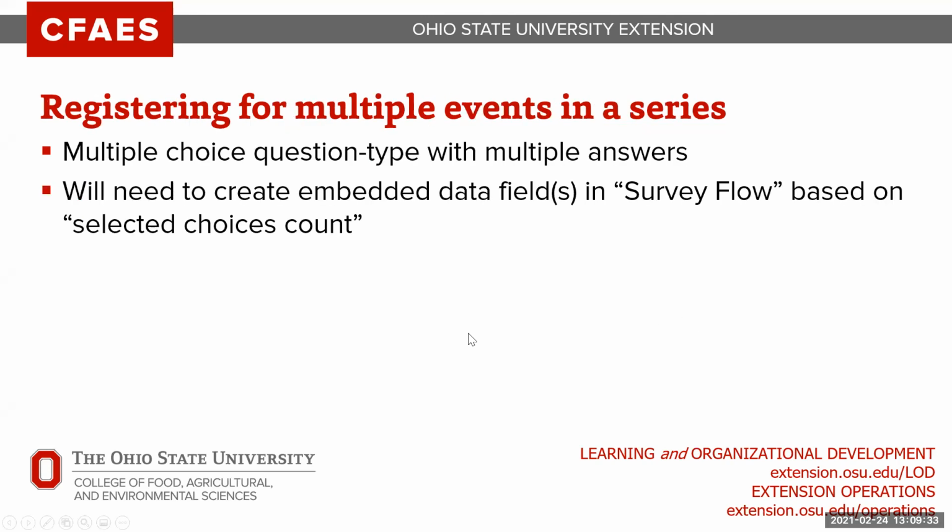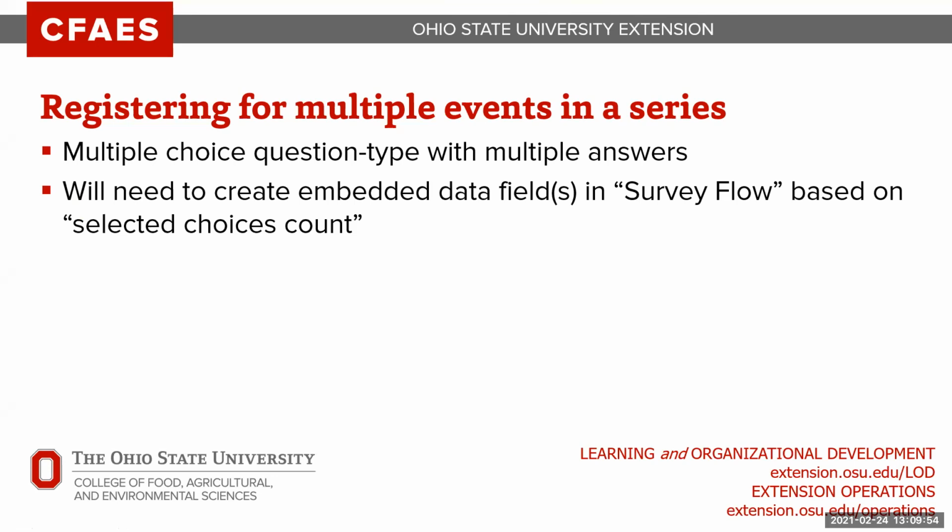Another request that we had was, how do we register for multiple events in a series? So I have a webinar series of 5 different events coming up, and they can choose to attend all 5, or maybe they only want to attend 2 out of the 5. So I'm going to show you how to set that up.